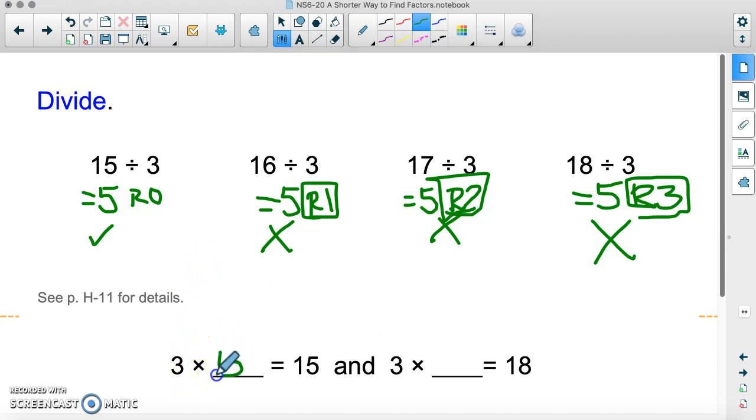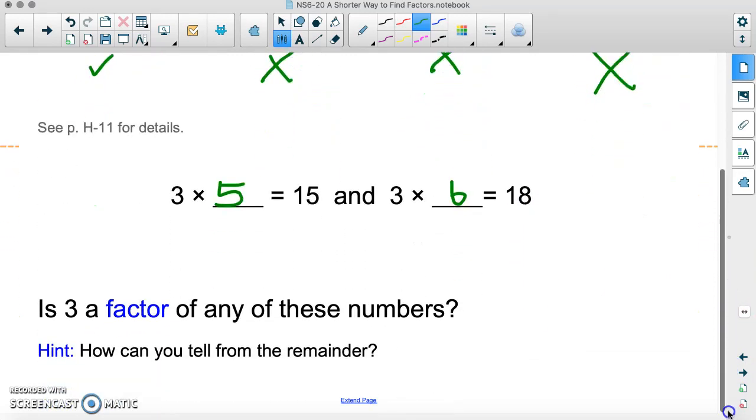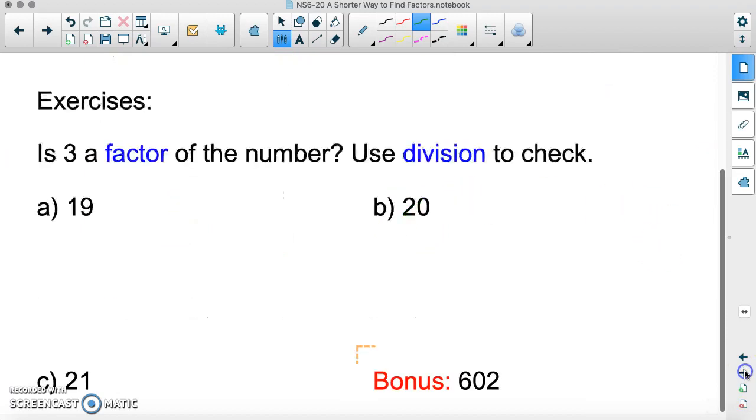So we know that 3 times 5 gives me 15, and 3 times what gives me 18? We know that 3 times 6 is going to get me 18. So is 3 a factor of any of these numbers? The answer is yes. 3 is a factor of 15 and 3 is a factor of 18.